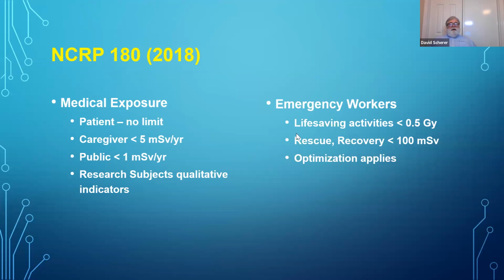For non-life-saving operations that are important, like rescue and recovery phases, emergency workers should be limited to 100 millisieverts. Optimization applies. These standards are limits, but we should do everything that we can to keep exposures low, with all the operational factors taken into consideration.